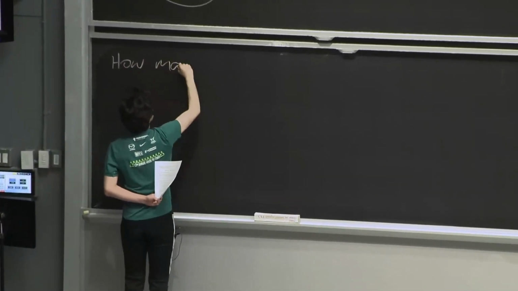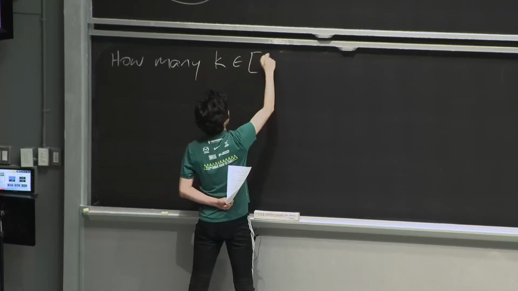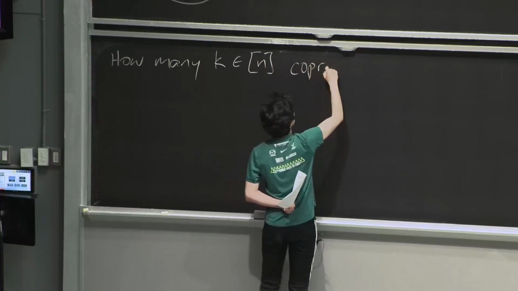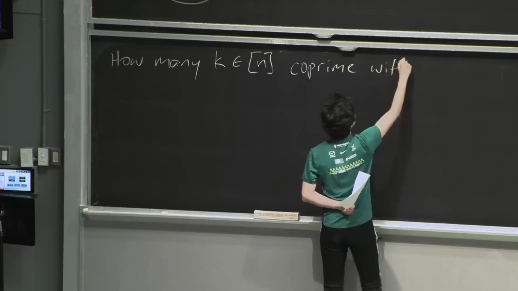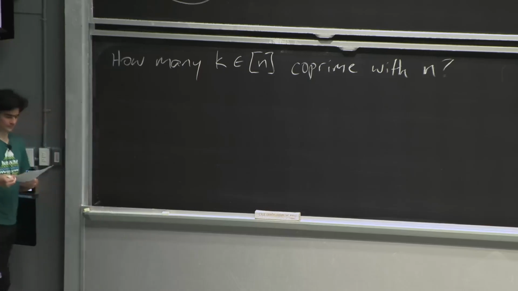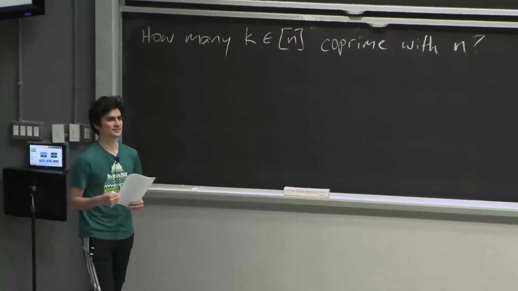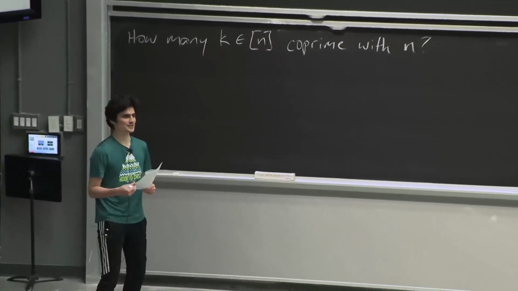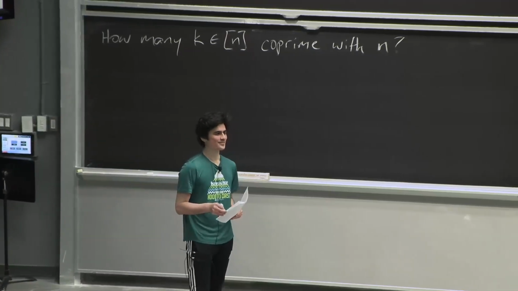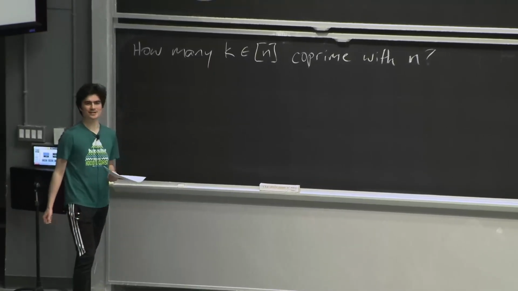How many numbers k in the range from 1 to n are coprime with n? How could we figure this out? And those of you who already know the totient function, don't invoke that. How could we use the principle of inclusion-exclusion to compute this? Any ideas?